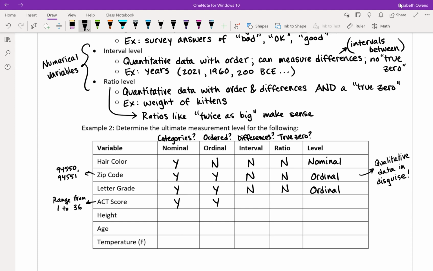Interval, looking at differences. Let's say someone takes the ACT twice, and the first time they score a 15, and the second time they score a 21. We can look at the difference between that, and it is meaningful. That means they've increased their score by 6 points. So we do get the interval level of measurement there. Now, is there a true zero? Well, the lowest value we have is 1, and that's basically what you get if you go in apparently and put your name on the paper and leave the rest blank, I guess.